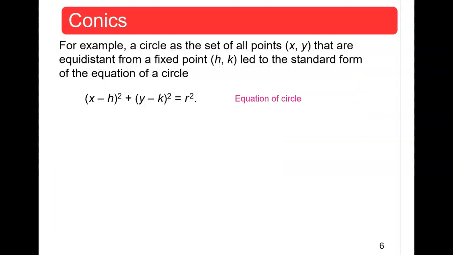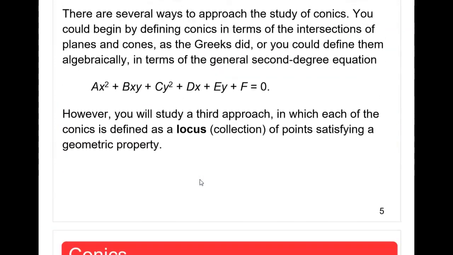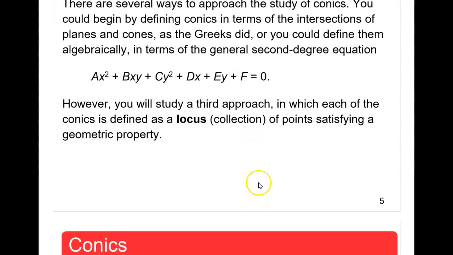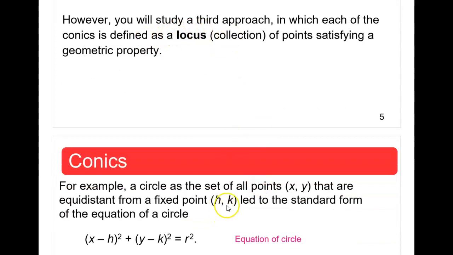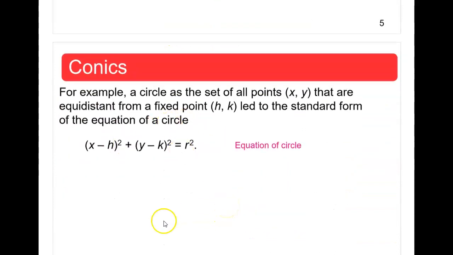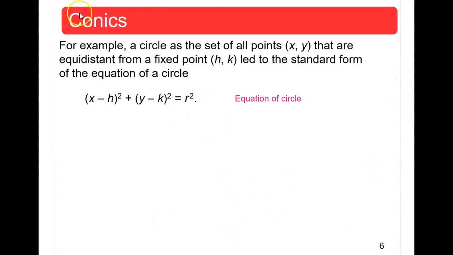For example, a circle is going to be the set of points, and remember we were talking before those videos or the interactive, we were talking about the collection of all points, the locus, and that in the circle it will be the collection of all the points that are equidistant, so they have the same distance from a fixed point h comma k, which is actually the center of the circle. And this leads to that equation of the circle.